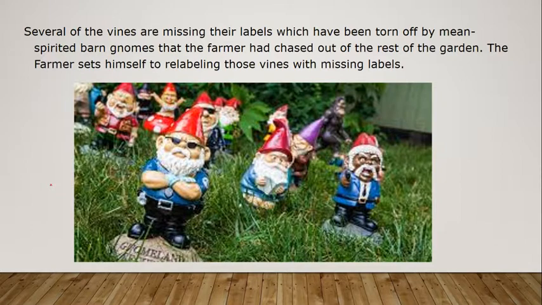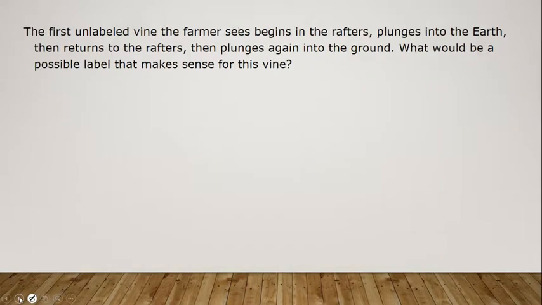Several of the vines are missing their labels though, which have been torn off by mean-spirited barn gnomes that the farmer had chased out of the rest of the garden. The farmer sets himself to relabeling those vines with missing labels. So these darn gnomes here took off all of our labels. So now we've got to figure out where our labels go.